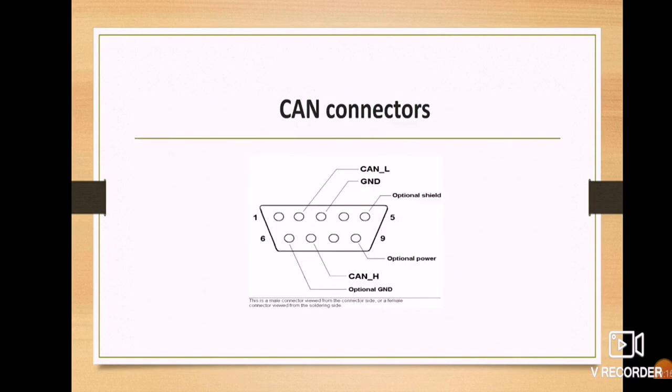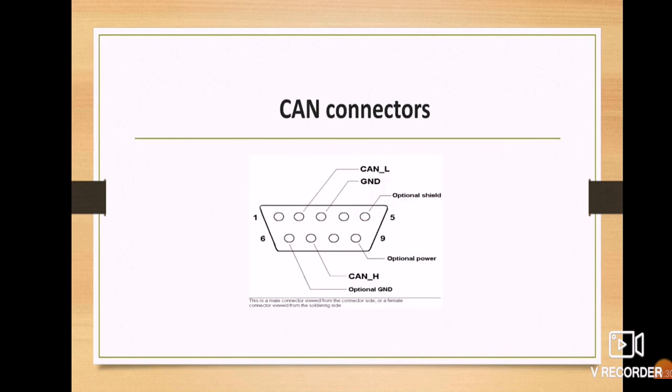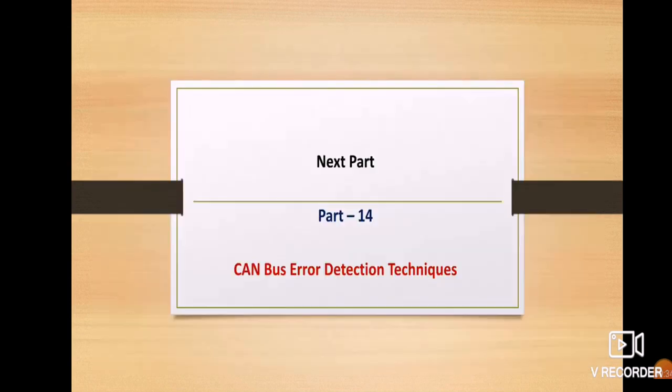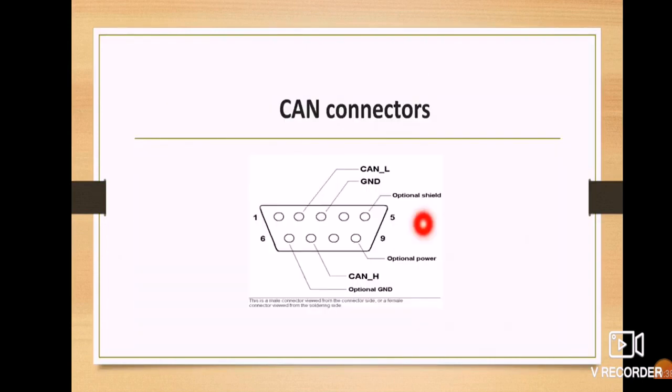Here we have CAN low as the second pin, then the third pin is ground, okay, they have given this also, fine. So CAN low is the second pin, the third pin is ground, and CAN high is the seventh pin. Yes, this is CAN high.